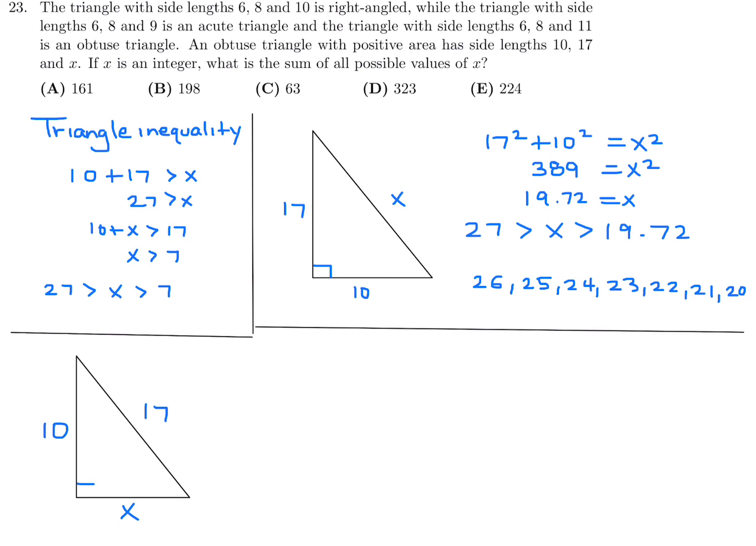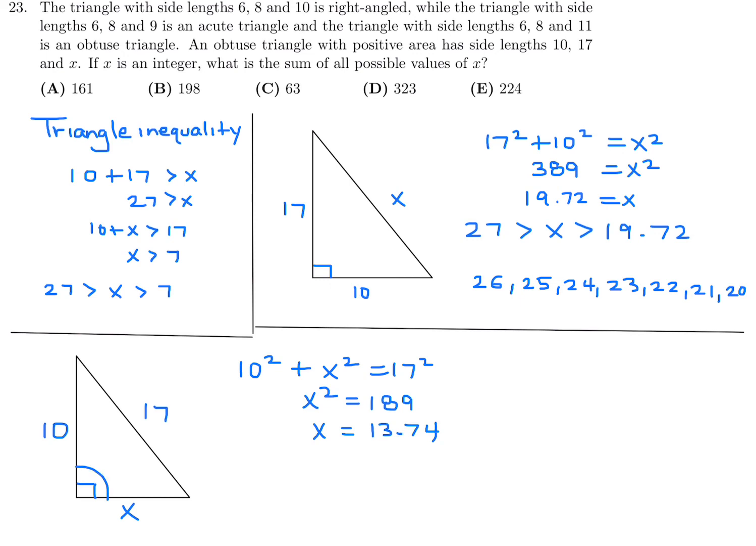And this is a right triangle. So let's see what happens when it's right. 10 squared plus x squared is 17 squared. So that means x squared will be 189. And therefore x, when you take the square root, is 13.74.